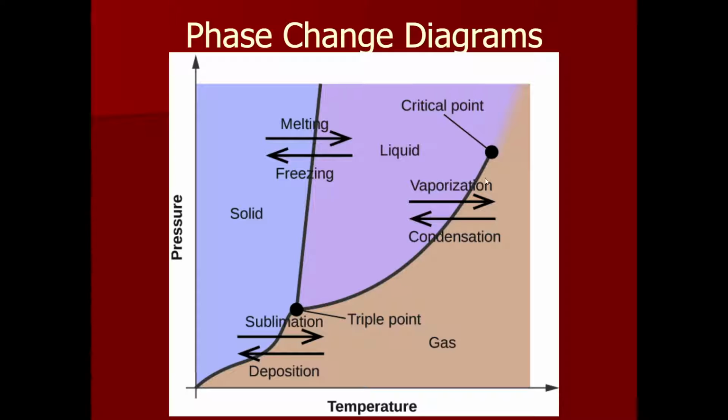The lines that you draw between them are where it transitions between the two of those with respect to the pressure and the temperature that the chemical is at.